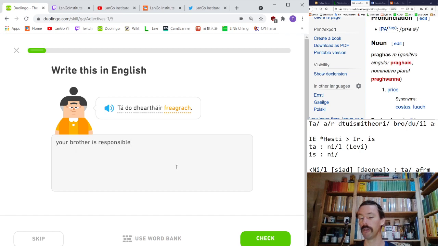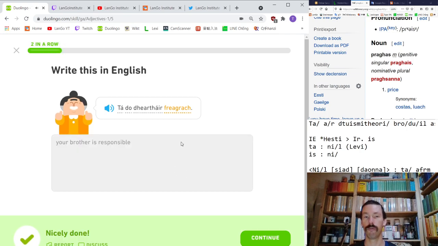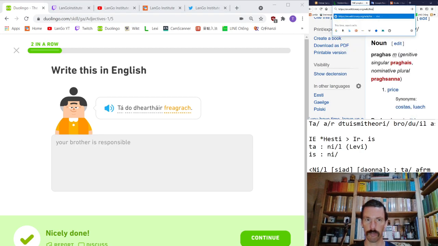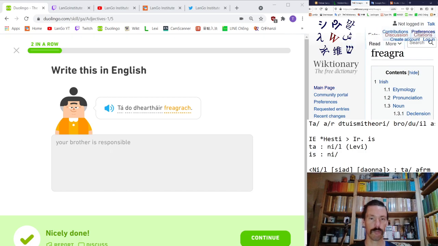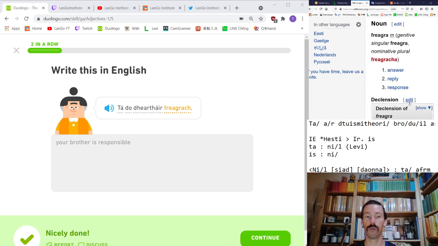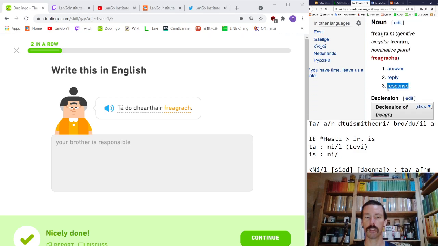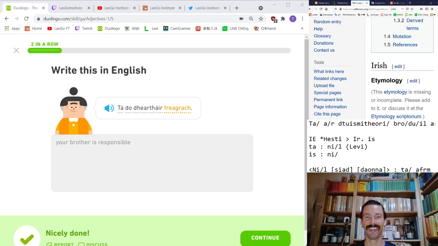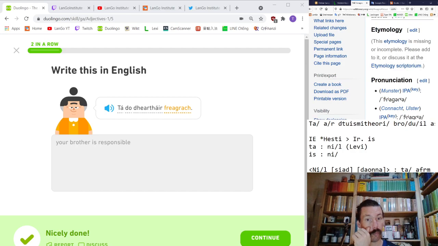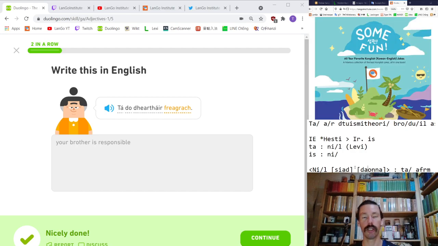I think the root of the adjective is freagra, which means answer. Answer, reply, response. So same root for these terms. Responsible. An adjective deriving suffix added in both languages. Etymology missing, alas.